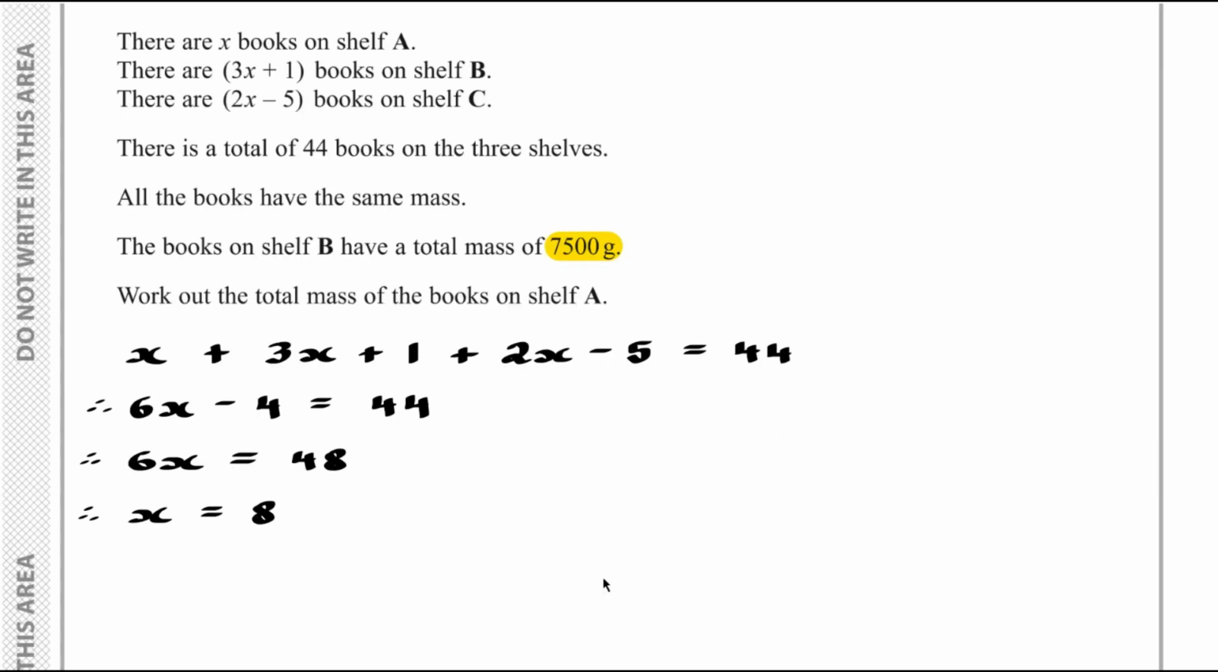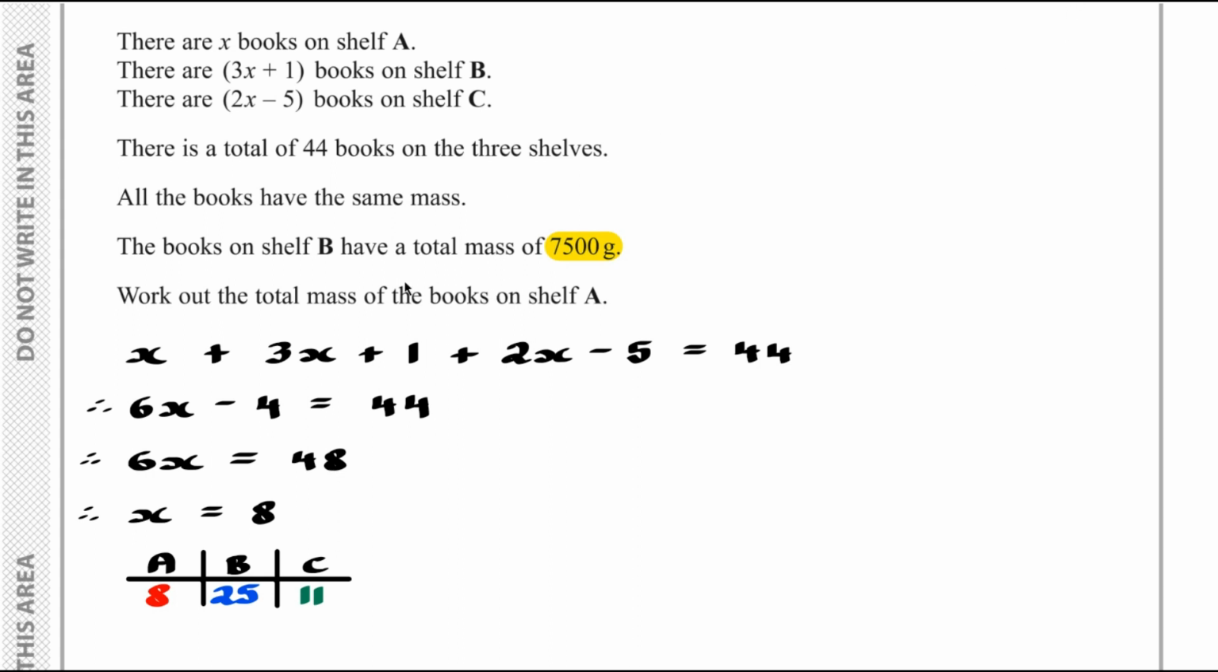We can now find out how many books there are on each shelf. So I've got this table. I've got shelf A, shelf B, and shelf C. There's x on A, and I know x is 8, so A has 8 books on it. B is represented by 3x plus 1, and knowing that x is 8, 3 times 8 plus 1 is 25, so there's 25 on B. And C is represented by 2x subtract 5, and knowing that x is 8, I've got 2 times 8 subtract 5, which is 11. So there's 8 books on A, 25 books on B, 11 books on C.